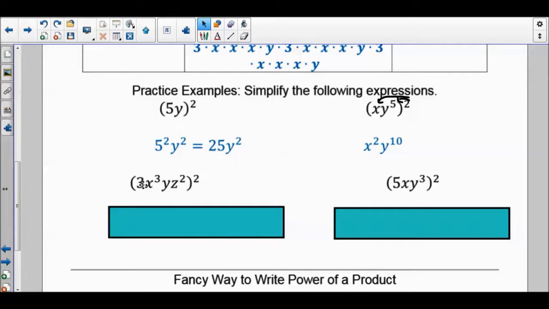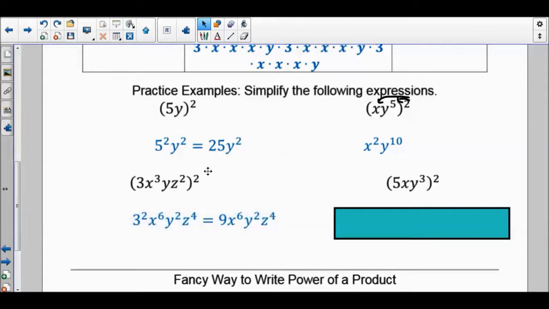Our third example, we have 3x to the third, y, z to the second power, and then that's squared. So here what we're going to do is, again, put that 2 on every little piece, so every single variable and coefficient. So 3 squared is going to come first, then x to the third power raised to the second power, we're going to multiply, so you get x to the 6th, y squared, and then 2 times 2 gives us 4.